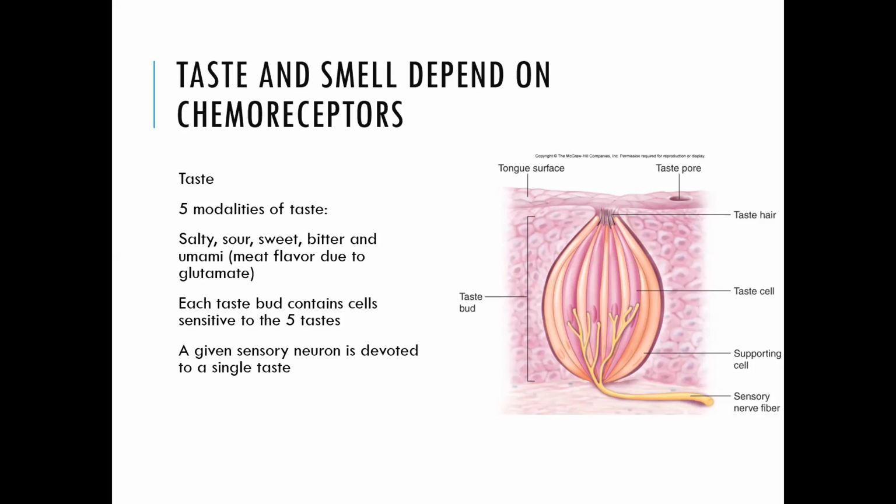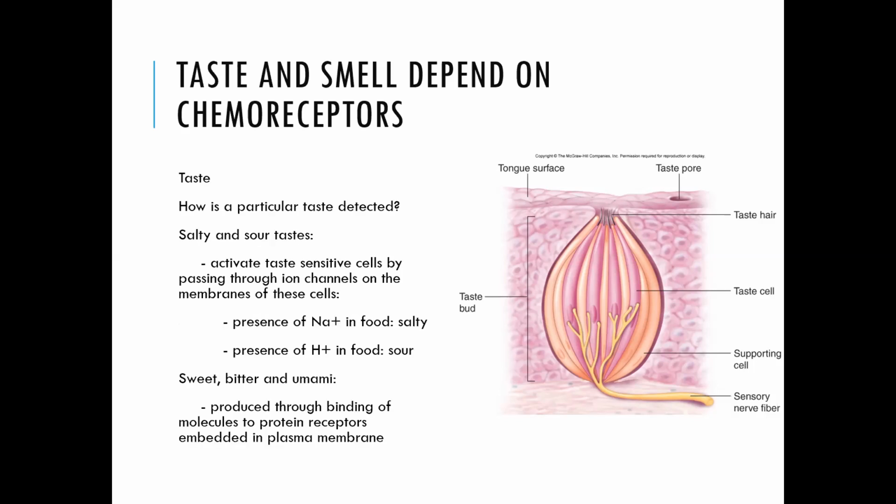A given sensory neuron is devoted to a single taste. So in your taste buds, you will have sensory neurons. Obviously, you're going to have more than 5 neurons in number, and each one is specified to a specific taste. So let's say you have about 50 sensory neurons located in that taste bud. You can have 10 that are devoted to salty, 10 to sour, 10 to sweet, and so on.